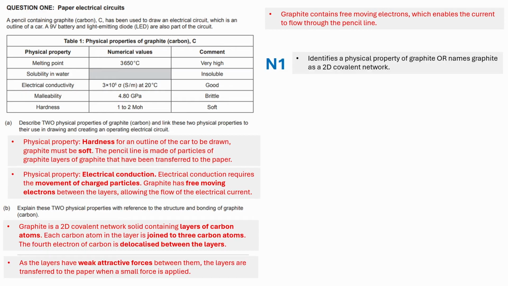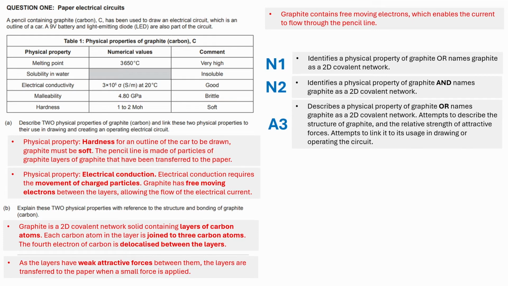So the N1 means, did we identify a physical property of graphite, or name it as a 2-dimensional covalent network? Well, that's well covered here. So we could have said, hey, one of its properties that's important is hardness, you get an N1. Or if you said, hey, it's a 2-dimensional network, you get an N1. For N2, you need to put both of these things down. Identified a property and said that it's a covalent network, but a 2-dimensional one, not a 3-dimensional one like diamond, right? 2-dimensional covalent network.